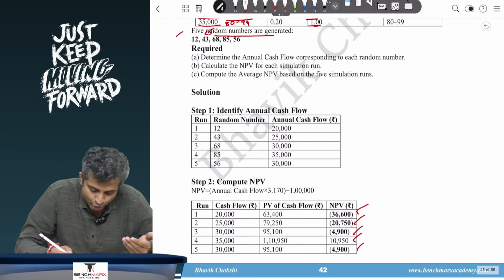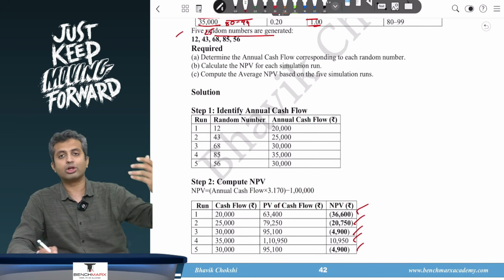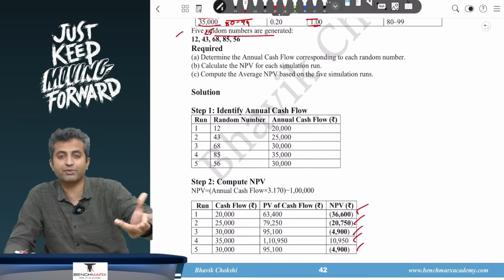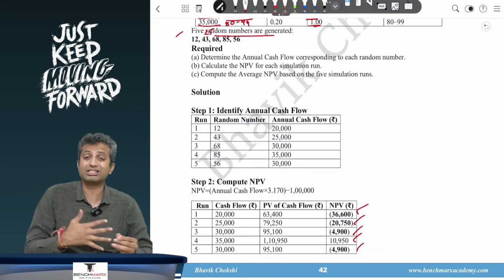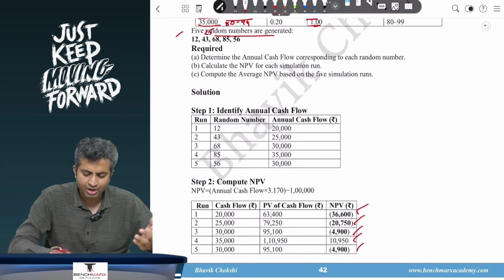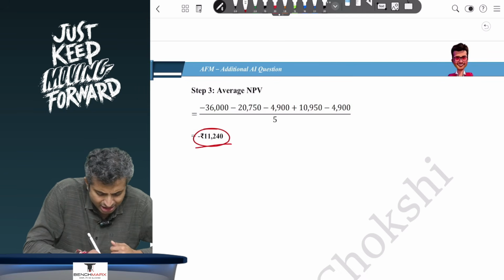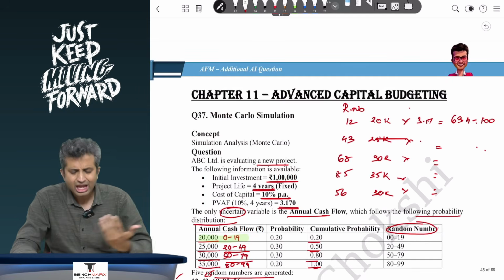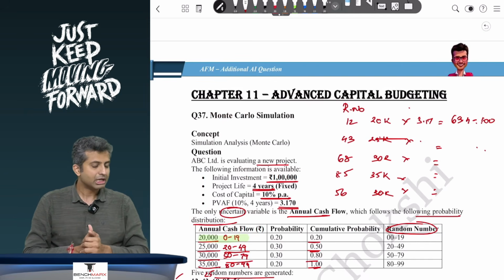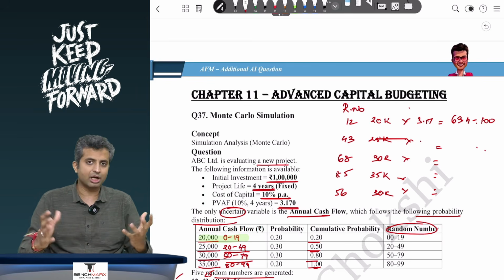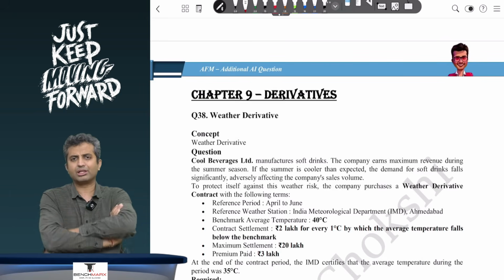Now, you can do an analysis and you can find the average NPV considering all of these 5 possibilities, or the question might even ask you what is the probability of a negative NPV. So you'll say out of 5, 4 runs have returned a negative NPV, so there's an 80% chance of the NPV turning negative. Or if I look at an average NPV, this comes to around 11,240 negative. So I don't really see a lot of other things in your advanced capital budgeting which can separately come. Maybe something regarding Monte Carlo simulation can come, and that kind of wraps up this section.